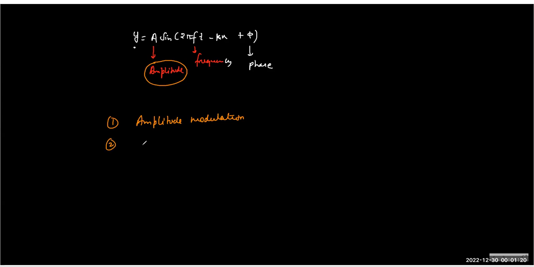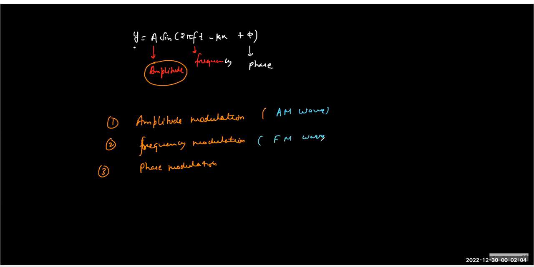What is the other? Frequency modulation. And the third is called phase modulation. So these are the three types of modulation which you come across. Either you change this, or this, or this. When you change the amplitude of the carrier signal as per the input speech signal, it is called amplitude modulation, or AM wave. This becomes FM, and this becomes phase modulation. The most commonly used modulation techniques are amplitude modulation and frequency modulation.